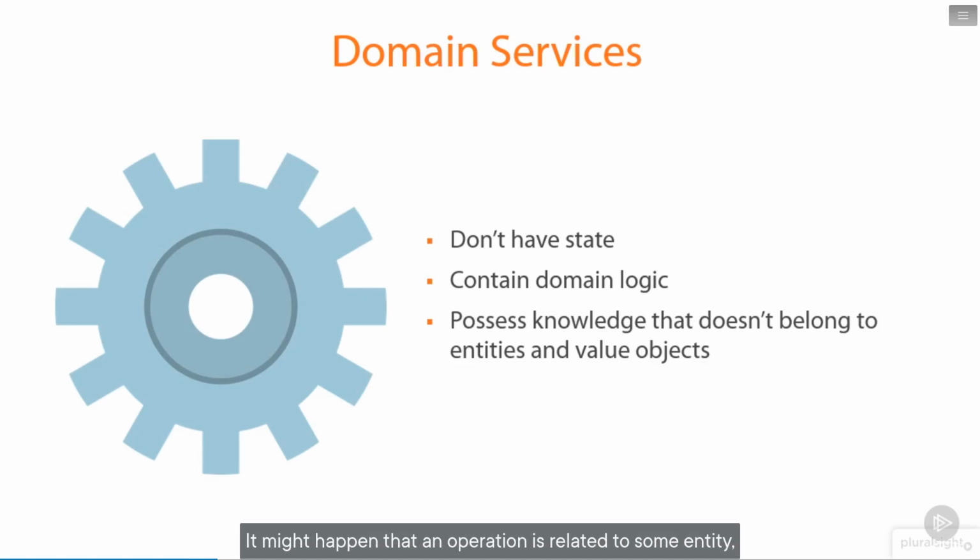It might happen that an operation is related to some entity, but representing it as a method in that entity wouldn't make much sense. In this case, it is probably a good idea to delegate this operation to a domain service. An example here would be a car service. We don't entrust the responsibility to maintain a vehicle to the vehicle itself, it's just not the way it works in the real world. A better decision would be to introduce a separate domain service responsible for that operation.